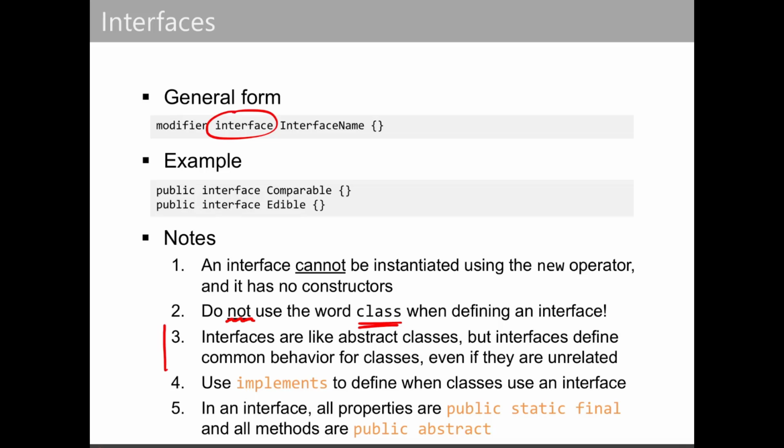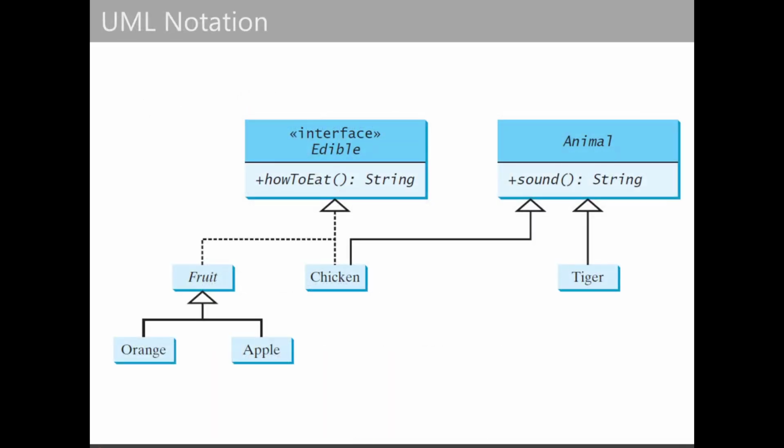Interfaces are like abstract classes, but they define common behavior for classes, even if those other classes are unrelated. And we're going to use the word implements when a particular class adopts or uses an interface that we've designed. All properties must be public static final in an interface, and all methods must be public abstract. Let's see how this looks in UML notation.